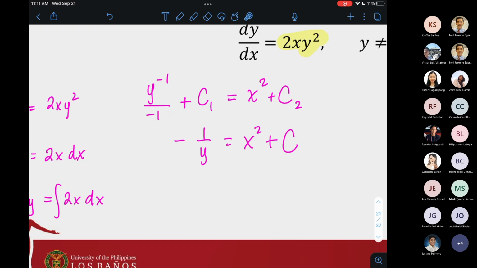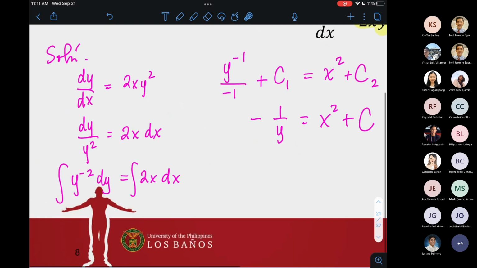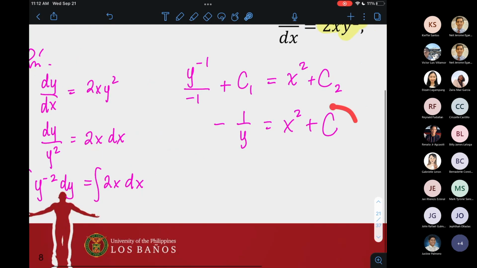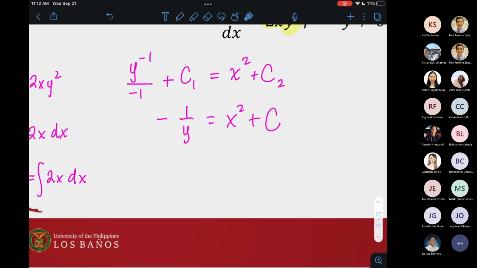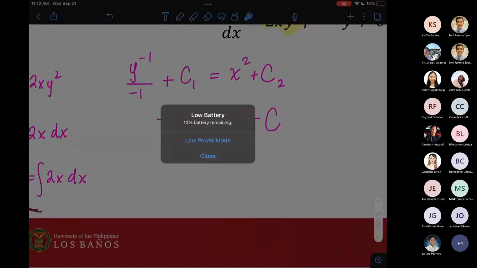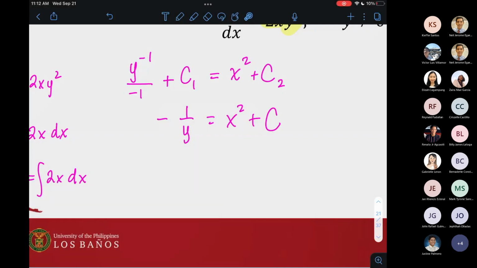Kaya nga after integrating, pwedeng dun na lang ako sa isang side maglagay ng arbitrary constant C. And that arbitrary constant C will represent the arbitrary constant from both sides of the equation after the integration. Okay? And then this could qualify as your solution. So pwedeng yan na yung ilagay nyo na final answer kasi okay na yan kasi wala nang derivative na involved.